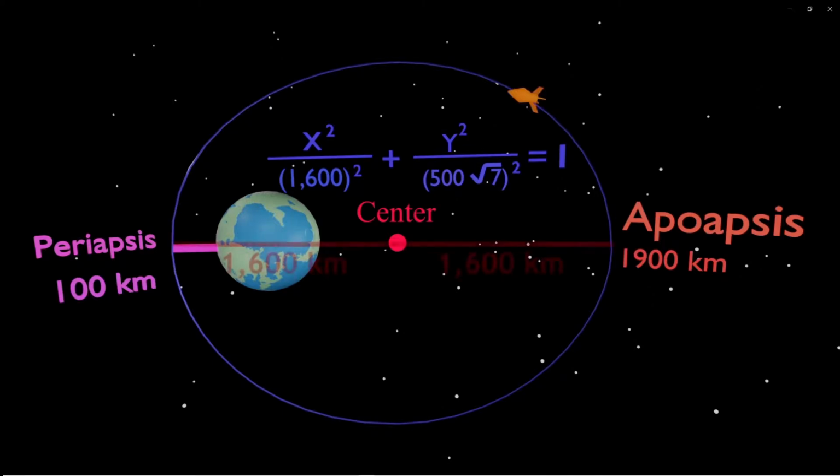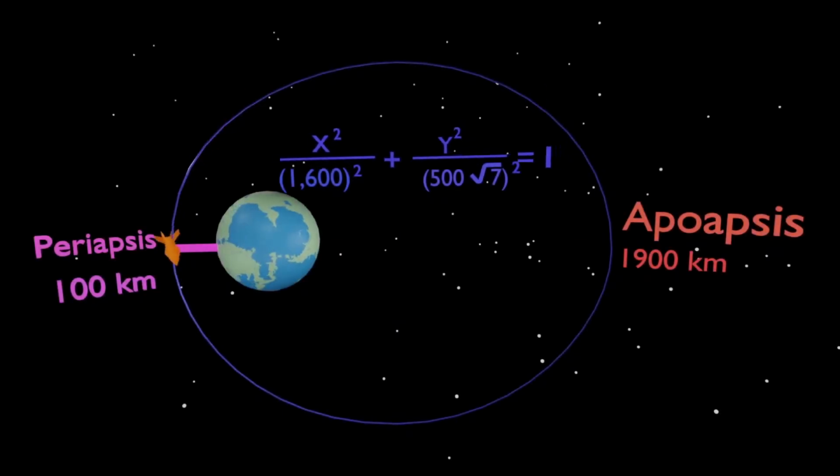By doing the equation in this format, we clearly now see the distance from the center of the ellipse to the periapsis to the apoapsis. It's clearly 1600, which you see in the denominator of the first fraction of the equation, and it also clearly shows us the distance from the center of the ellipse to the end of its semi-minor axis, which in this case winds up being exactly 500 radical 7.